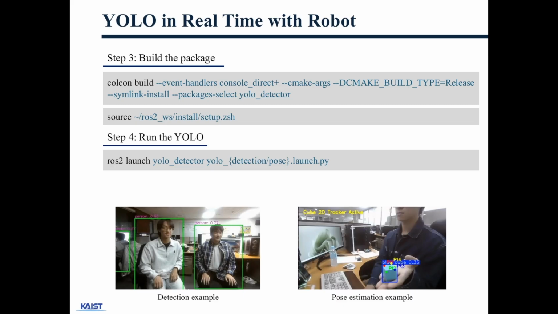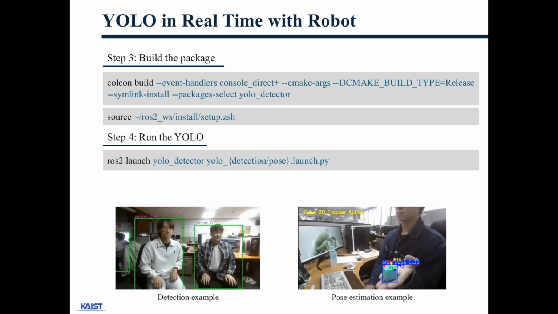Next, we build and run the YOLO package. First, we build the package using the colcon build command. Make sure to include the appropriate build options for performance optimization. After building, don't forget to source the workspace. This step is important so that ROS can recognize the newly built package.